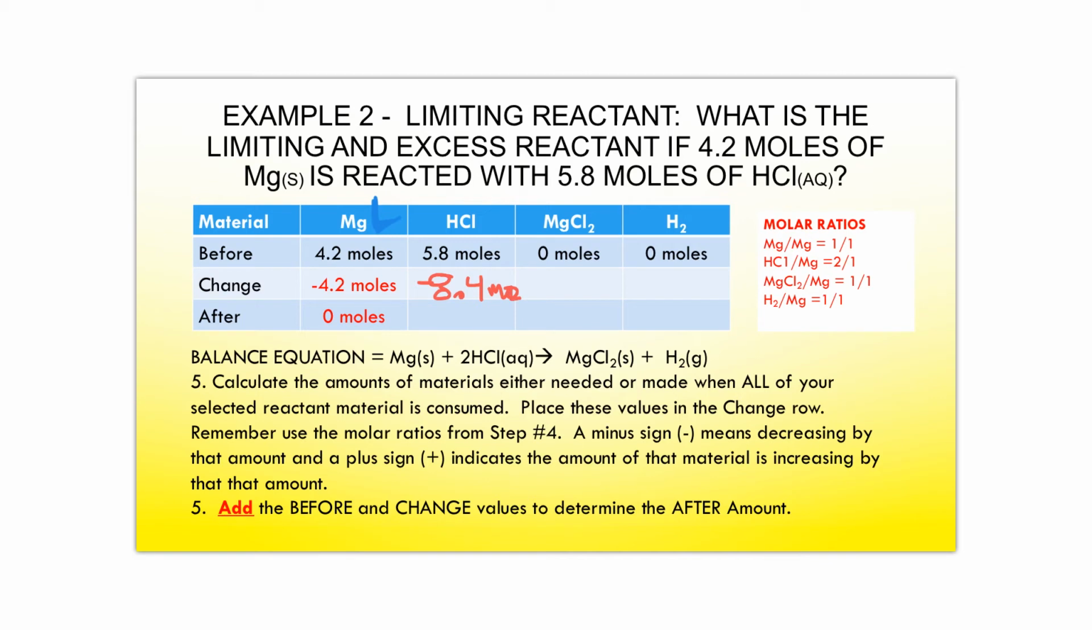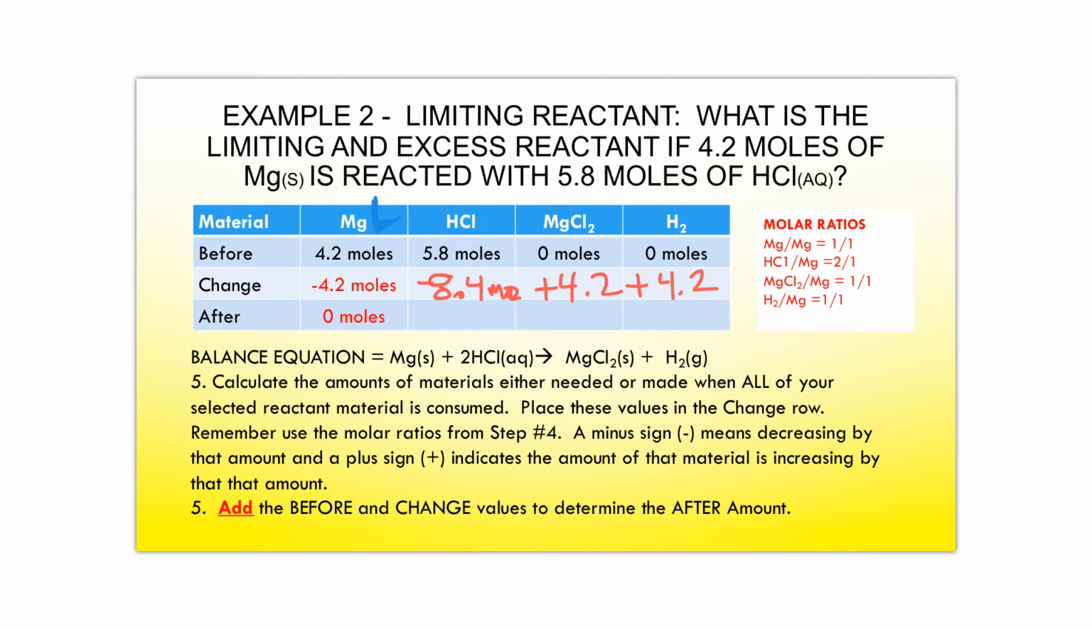Right? And then I'm going to do the same thing here. It says for every 1 mole of magnesium chloride I want to make, I need 1 mole of magnesium. So this is a plus 4.2. And this is also a plus 4.2. These are all moles. I just ran out of room to write that.